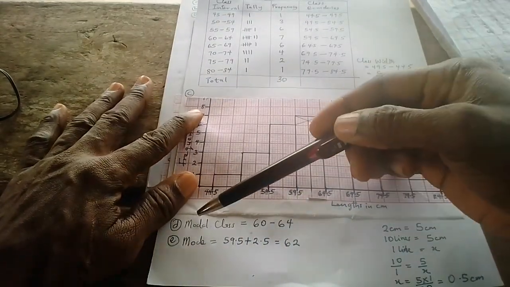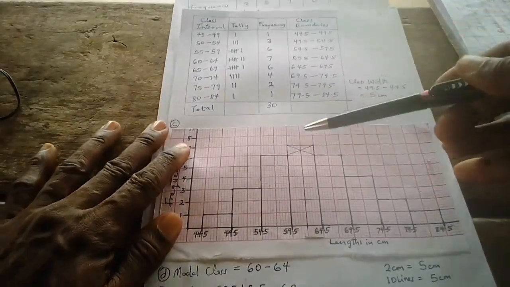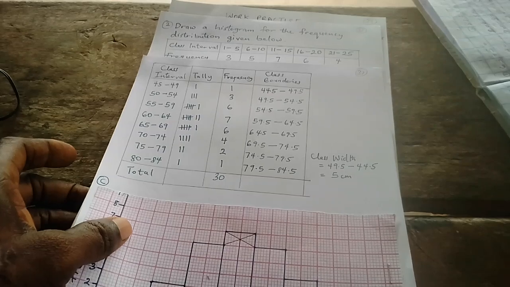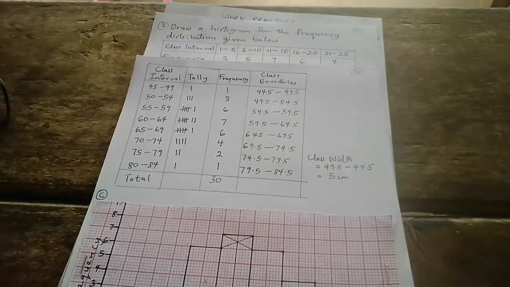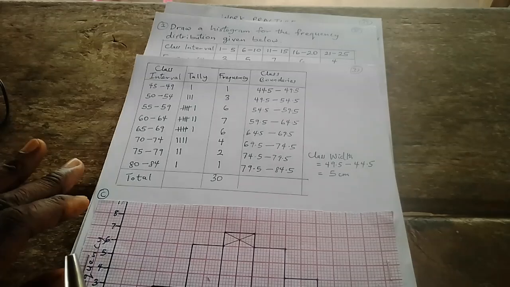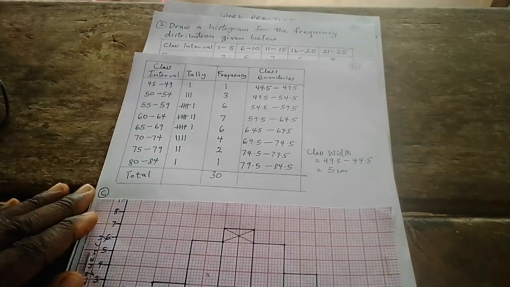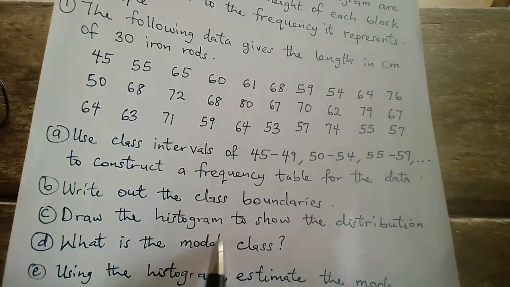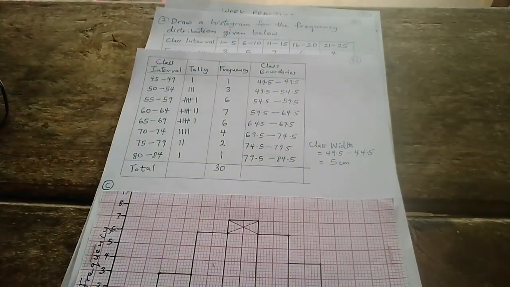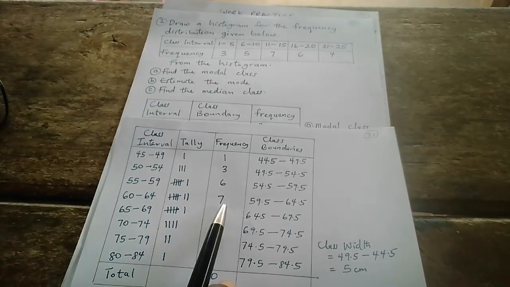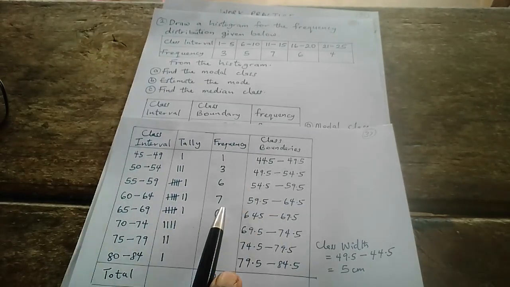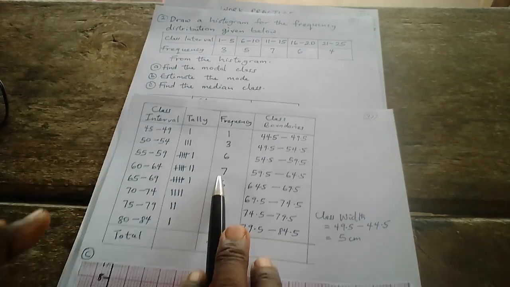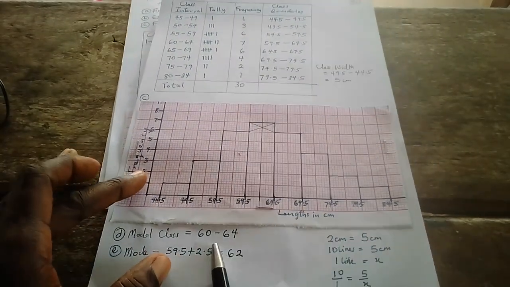Have you seen that? So the modal class is 60 to 64 because that is where the class has the highest frequency. As I'm saying, the question says what is the modal class. So to get the modal class, it will be the class with the highest frequency. The highest frequency here is 7, which is 60 to 64. So the modal class is 60 to 64.